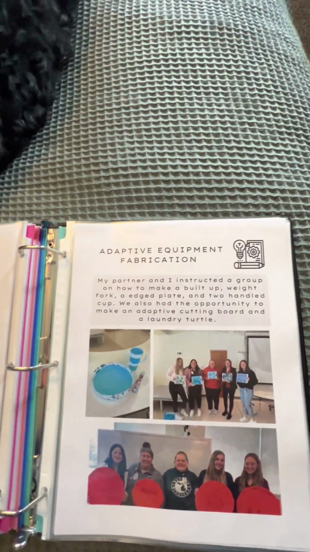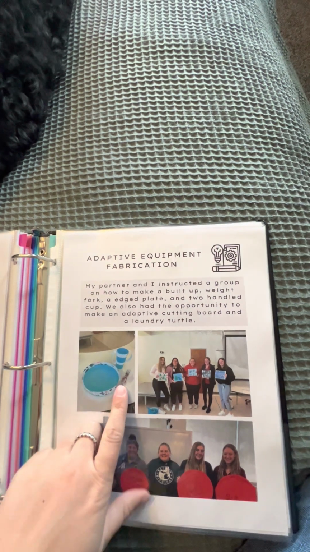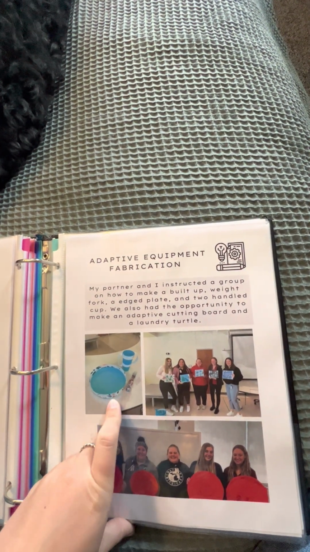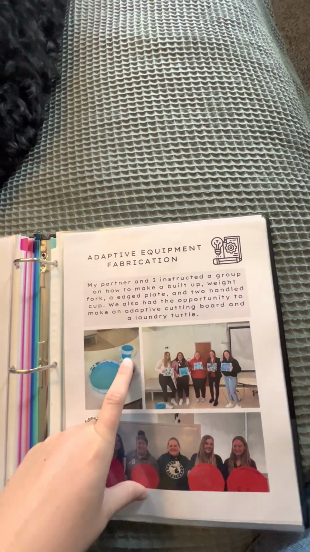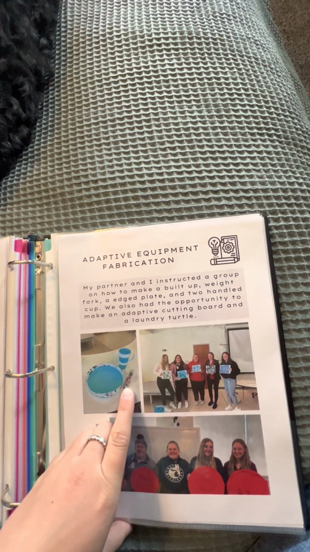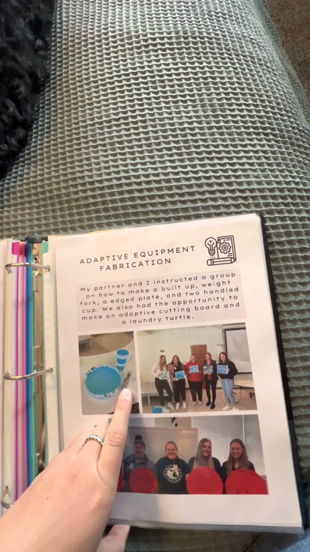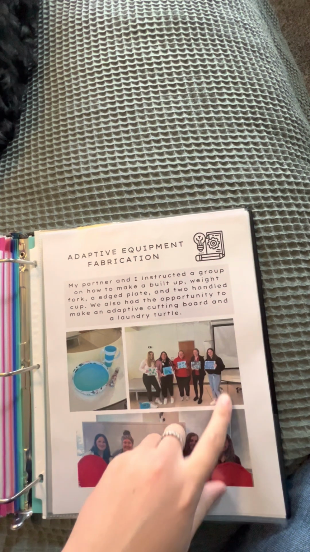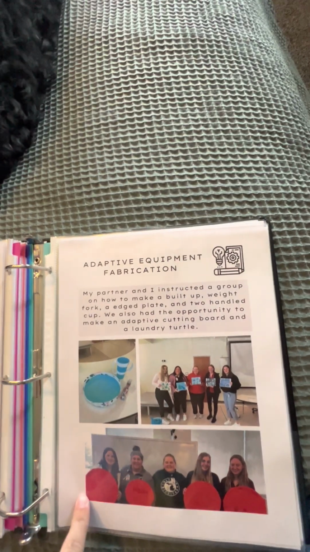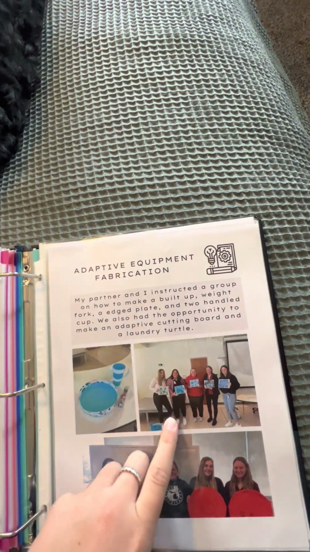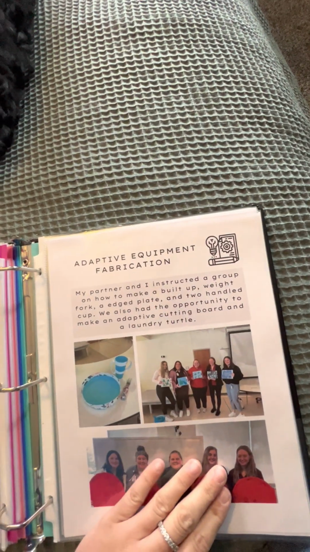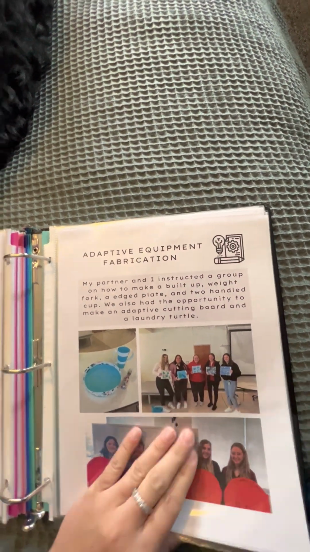Next is the adaptive equipment fabrication. So this is what me and my partner created, the built up plate, two-handled cup, and the built up weighted fork. And then this is an adaptive cutting board, and this was a laundry turtle. And then one of our group members still has to present. So once she presents and we get pictures, I'll insert that picture as well.